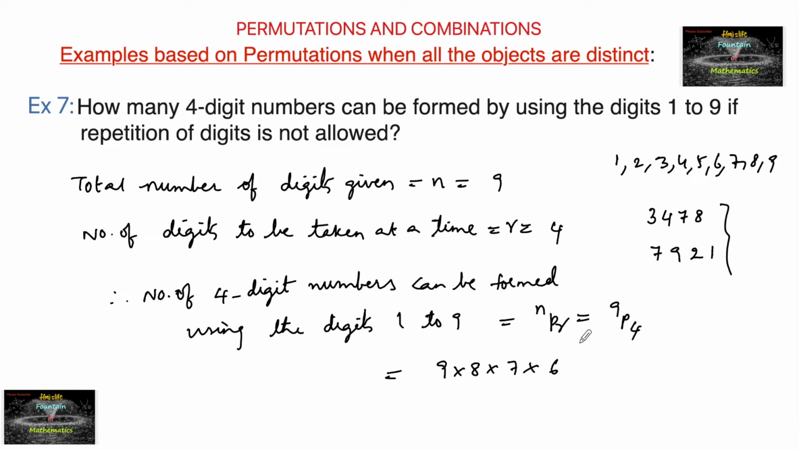So this is the answer. If you calculate it, you will get 3024. Or we can also use the formula 9 factorial upon 9 minus 4 factorial, by using the formula nPr. So 9 factorial upon 5 factorial, we'll get the same, 9 into 8 into 7 into 6. That's 3024. Okay, right. Let us see another example.